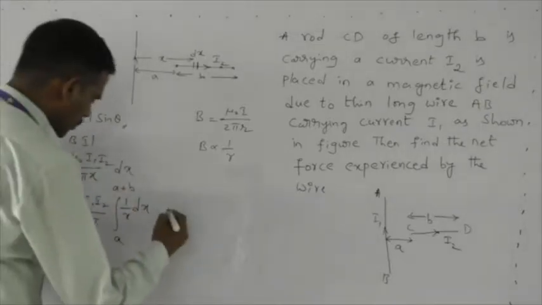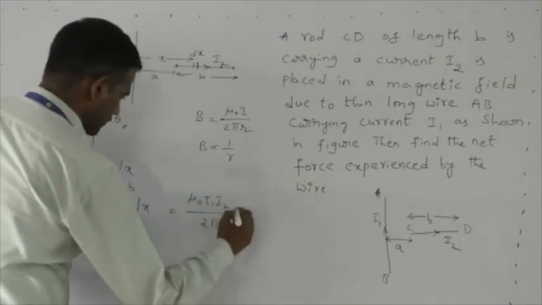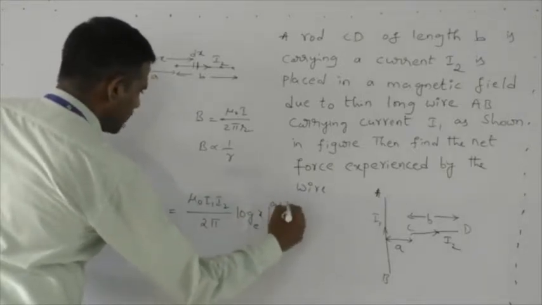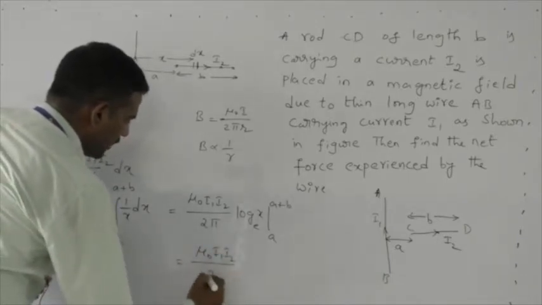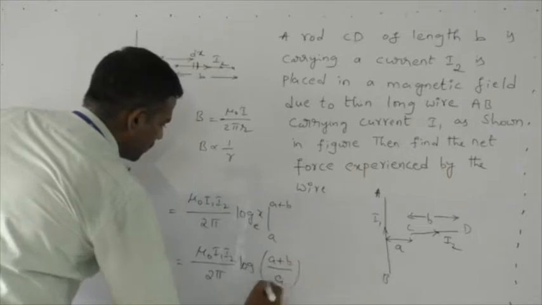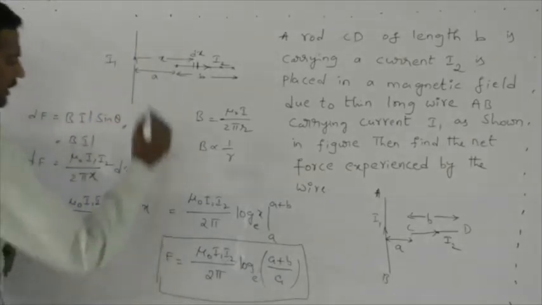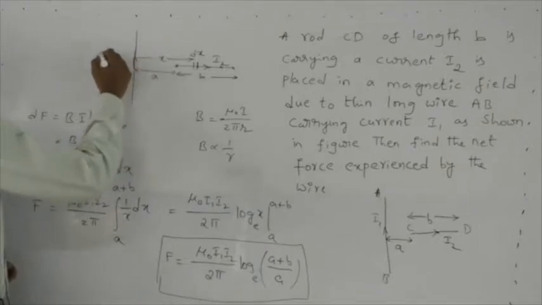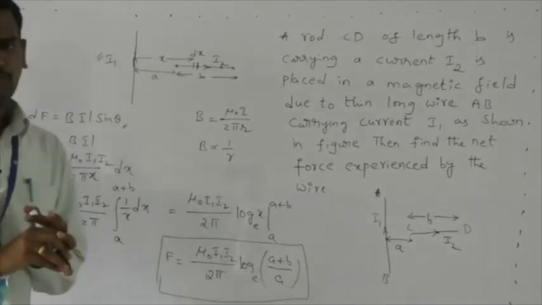If we simplify this, what do we get? Mu naught I1 I2 divided by 2 pi times log x to the base e from A to A plus b, which upon simplification gives mu naught I1 I2 by 2 pi times log of (A plus b) by A to the base e. This is the total force acting on the other conductor, which is kept inside the magnetic field of the conductor carrying the current I1. In this way we have to solve this problem. Shall we move to the next sum? Well, let us go for the next illustration.